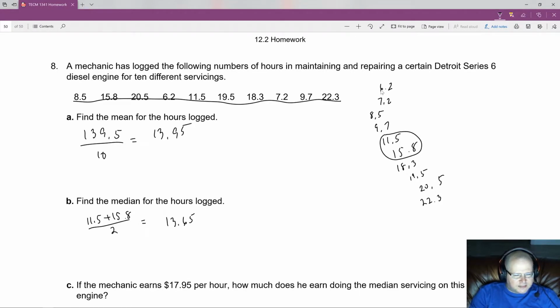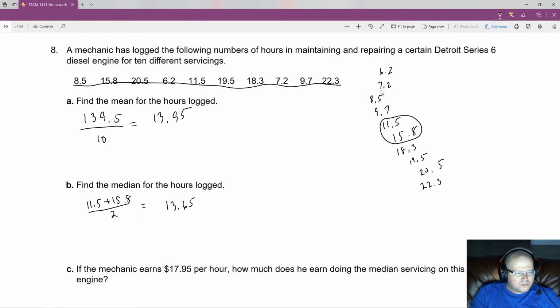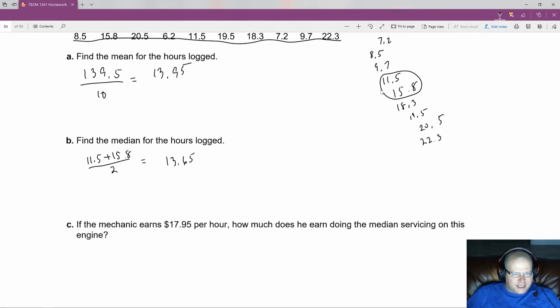So if the mechanic earns $17.95 per hour, how much does he earn doing the median servicing on this engine? So what we would do is take the median number of hours, which is 13.65. We multiply that by the amount the mechanic earns per hour, which is $17.95. And that would give us the total amount, which in this case would be $245.02.